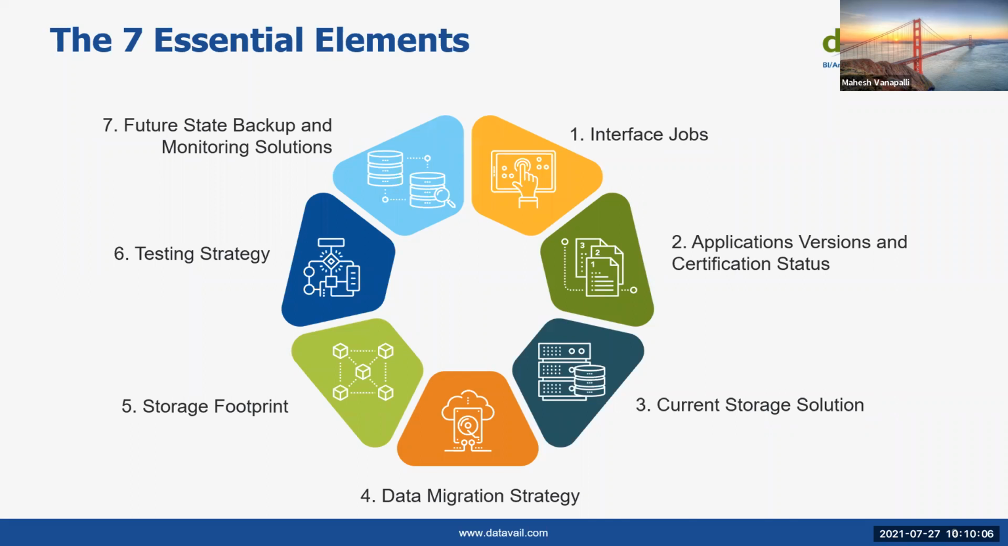So the 7 things being, the first one being the interface jobs. We'll talk a little bit more when we go to the specific slide. And then the second one being application version certification status as of today and what it will be when you go to cloud that you're choosing and how it impacts your migration strategy. What are the things that we need to look at?